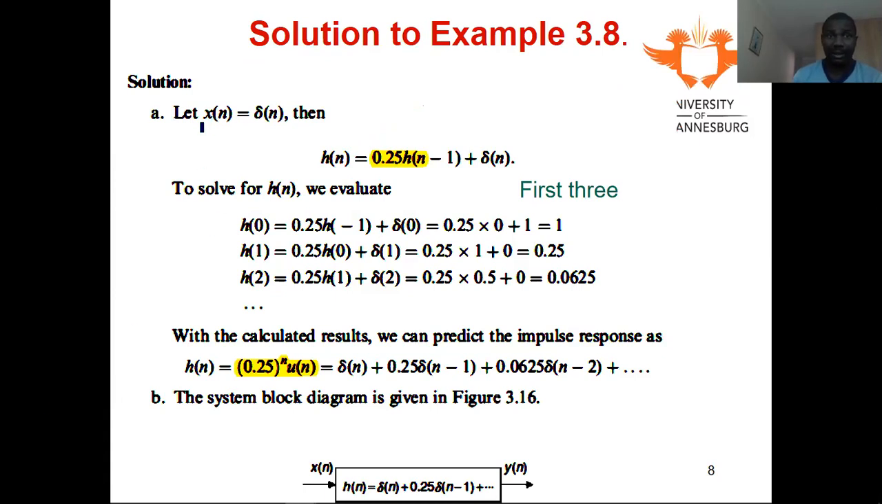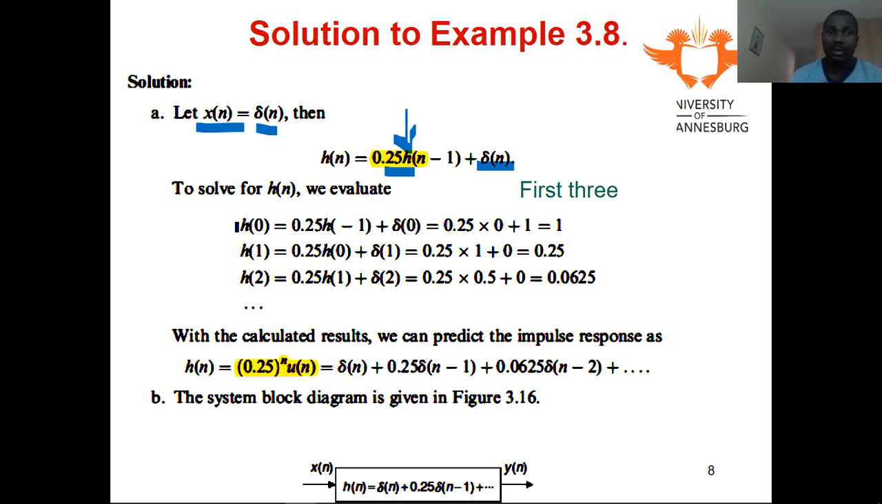Firstly, they say they want to replace x of n with delta n. So x of n became delta n. That's fine. But what about y of n? Y, remember, is the transfer by delta. So you use the H notation where there was y. That is the difference from the example we did earlier. In this case, we had y of n minus 1. So y is an output after transfer of x of n, where we use the letter H for impulse response.